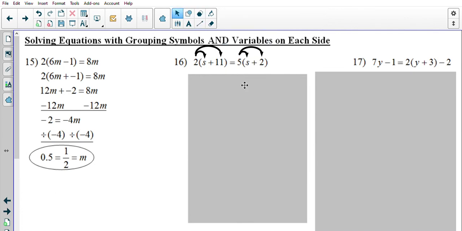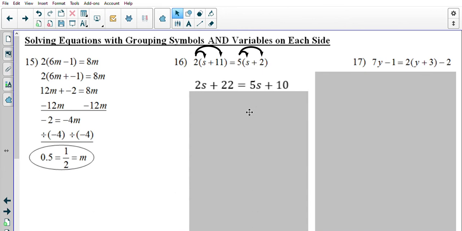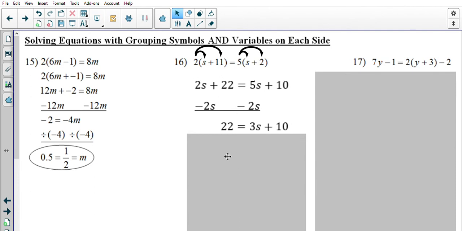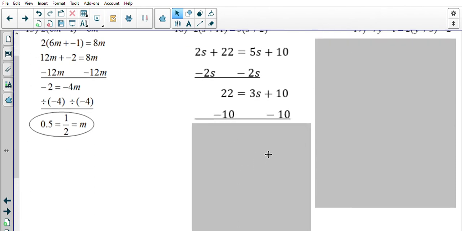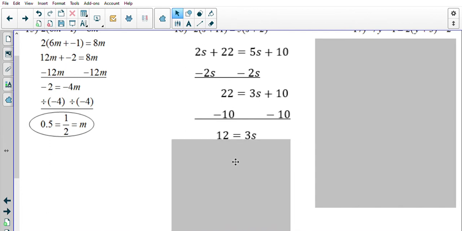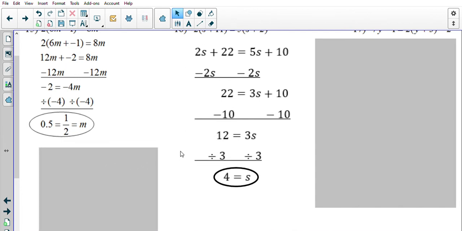So let's do that. That's going to get us 2s plus 22 equals 5s plus 10. And now we solve it just like we just saw. So let's subtract 2s from both sides. That's going to get us 22 equals 3s plus 10. Now let's subtract 10 from both sides to get 12 equals 3s. We'll divide both sides by 3. That will get us a solution of 4.